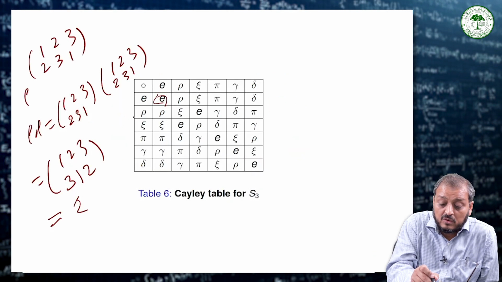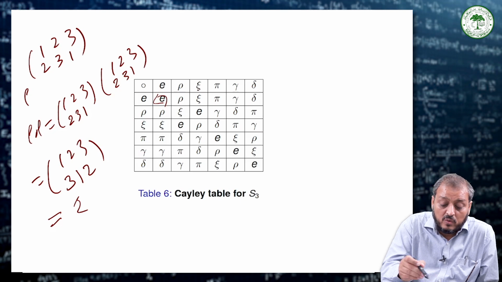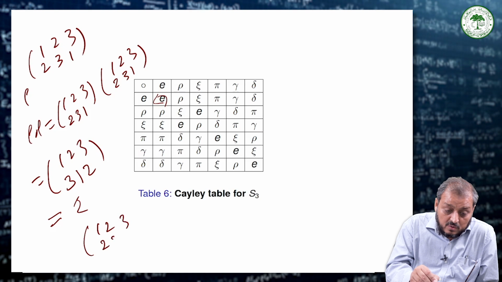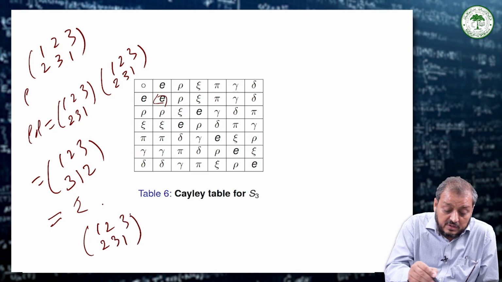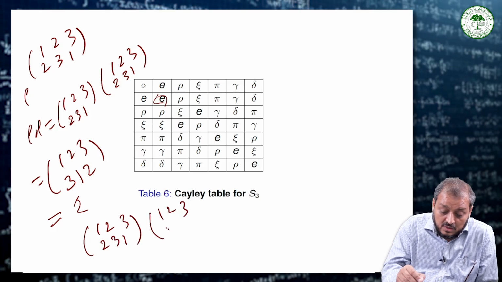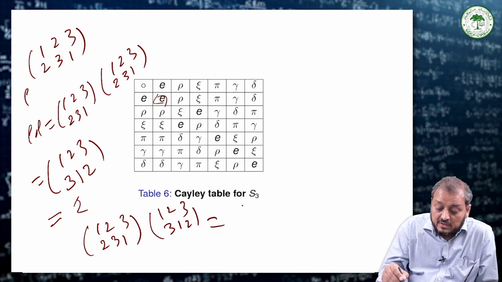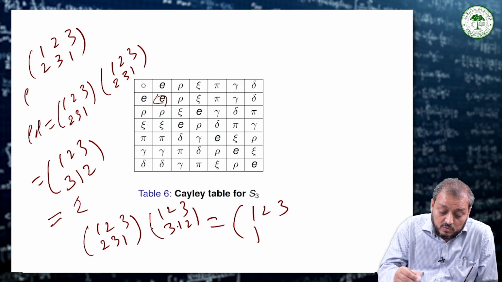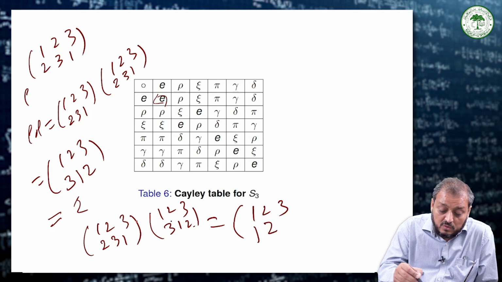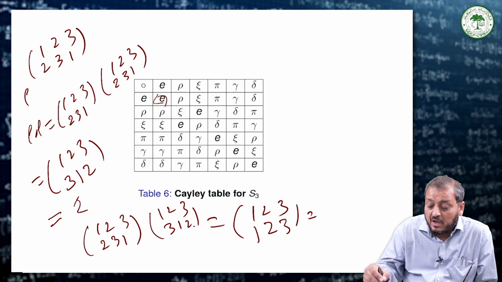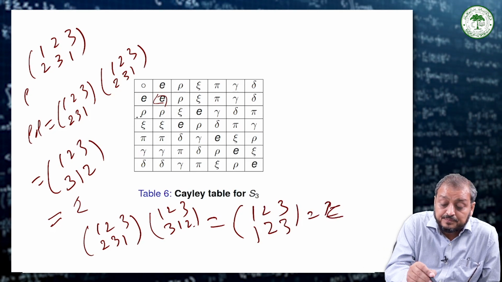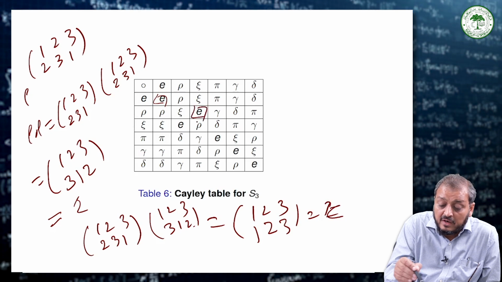Similarly, rho and zeta composed is equal to identity. Rho is 1 2 3 over 2 3 1, and zeta is 1 2 3 over 3 1 2. Composing them, 3 goes to 1, 2 goes to 1, 1 goes to 2, 3 goes to 2, and 2 goes to 3, and this is equal to identity. So clearly this is giving you identity.